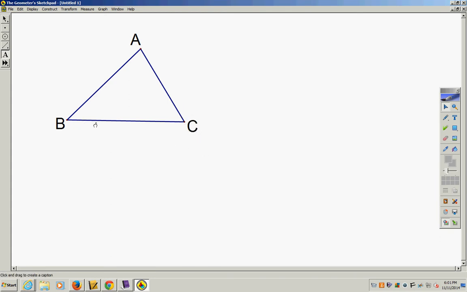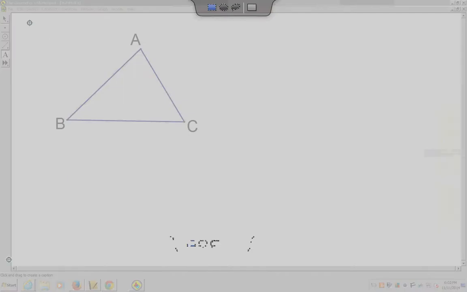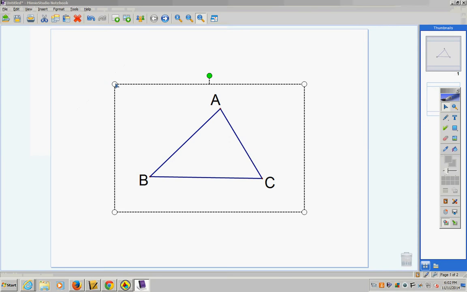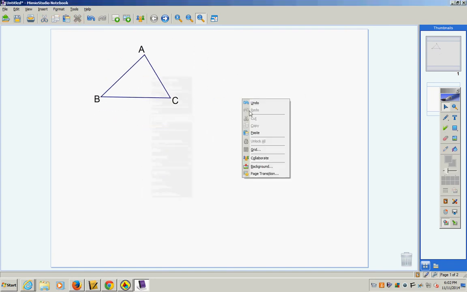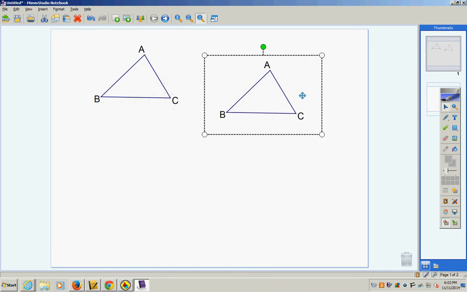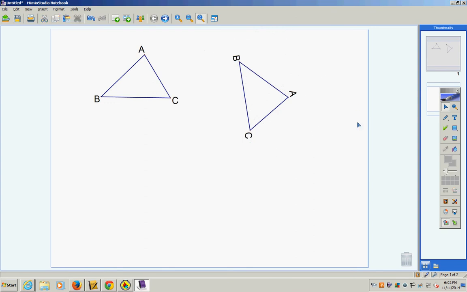Okay, so what do I want to do here? Well, first of all, I'm going to do a little copying myself. So I'm going to move this triangle over here, shrink it down just a little bit, copy, and I'm going to paste it. So I'm going to have another triangle right here. And I'll rotate this just slightly so it looks something like this. And I'm going to change the letters just a little bit.